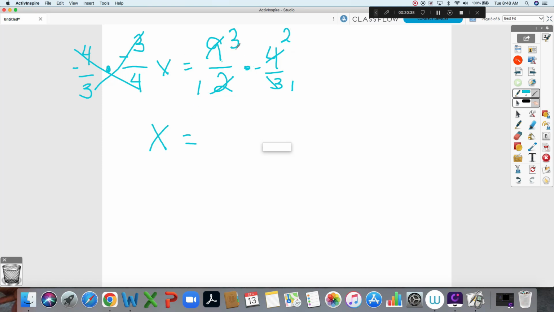Okay. Then we multiply straight across. What's 3 times 2? And this had a negative in front of it, so I have to have a negative with my 6.